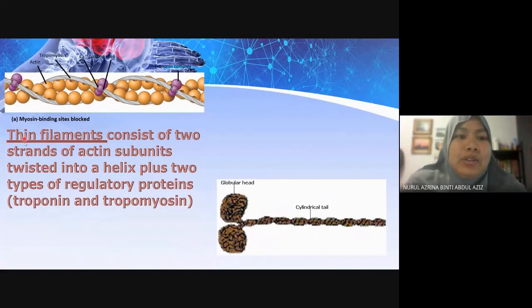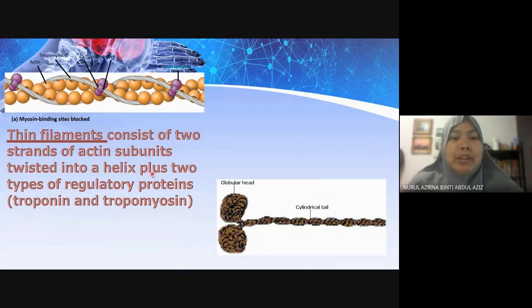Okay, so the thin filament first. Okay, how the thin filament looks like? So the thin filament consists of two strands of actin subunit. So actin subunit here refers to proteins. It is made of protein. Our muscle is a protein. So it made of protein. So the thin filament is made of actin subunit. So this is actin subunit. Ni nampak ni tulisan dia kat sini. Yang bulat-bulat macam manik-manik ni, ni actin subunit.